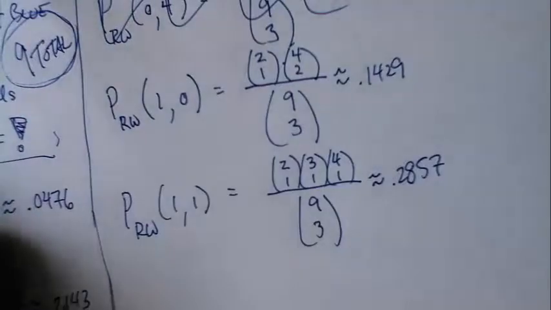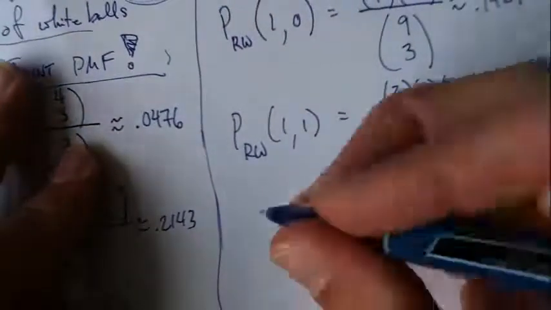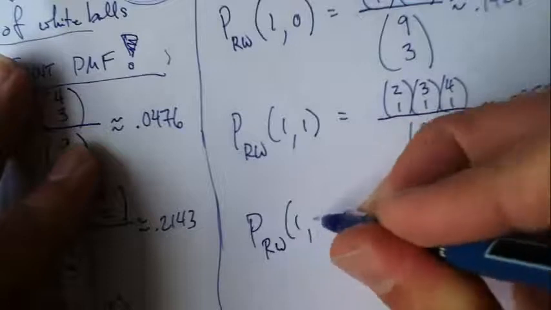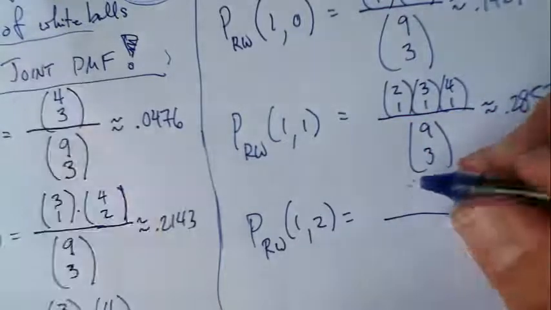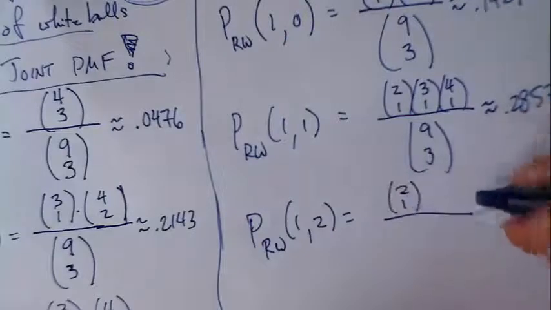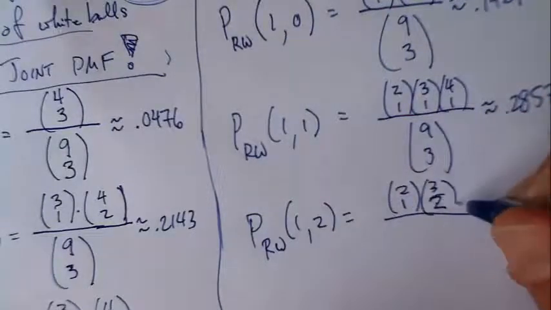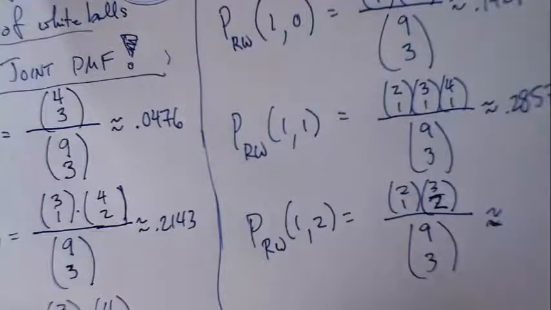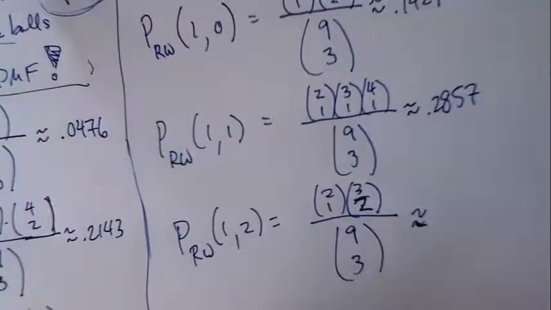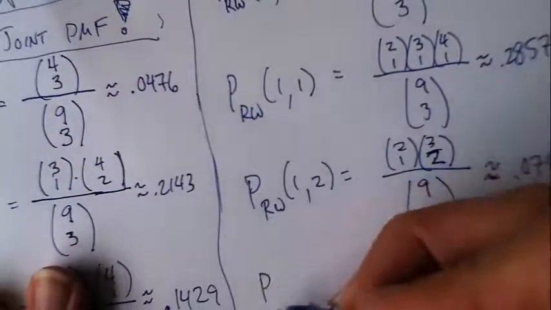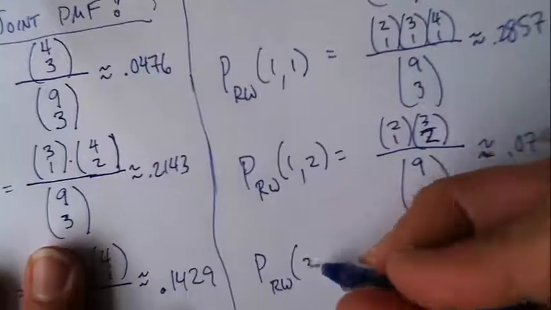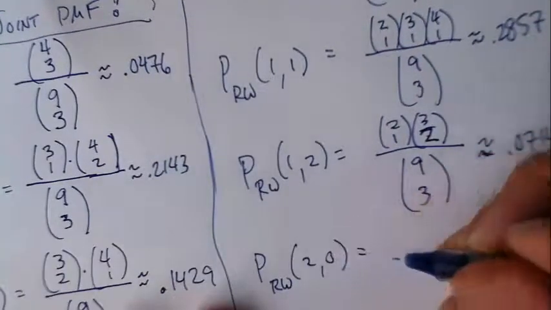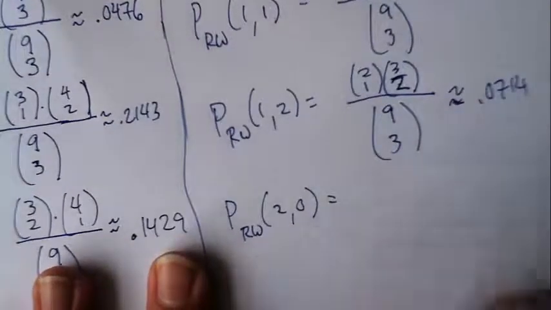Okay. And let's see, what else? What have we not done? How about the probability that you get 1 red and 2 white? That's going to be 2 choose 1, and then 3 choose 2, over 9 choose 3, okay? And so that's going to be 0.0714. And what's the probability that you get 2 red, 0 white? That's the same as getting 2 red and exactly 1 blue, right?